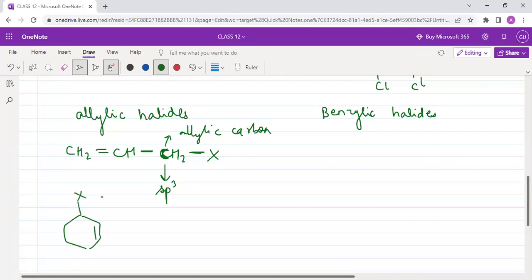Now tell me, which type of halide is this? It's an allylic halide, because the halogen is present on the carbon which is next to the carbon-carbon double bond. So this will be called your allylic carbon. Now, what about benzylic halide?